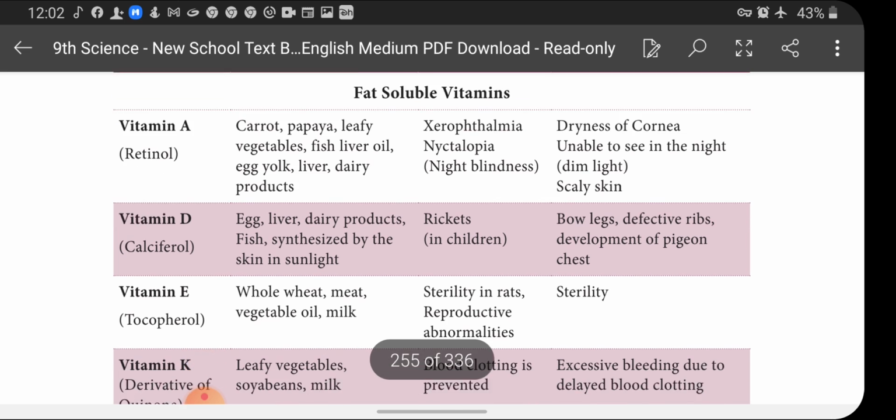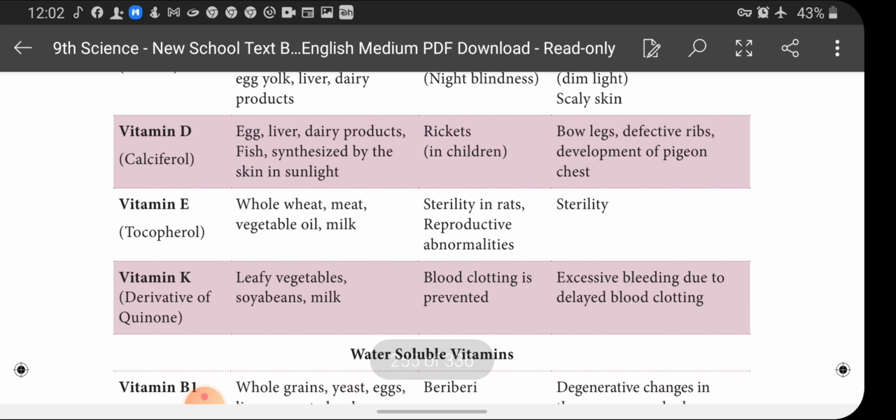scaly skin. Then vitamin D, it is commonly called calciferol. Egg, liver, dairy product, fish, and it is synthesized by the skin in sunlight. So these are the dietary sources of vitamin D. Egg, liver, dairy product and fish are the dietary sources of vitamin D. And our skin itself can synthesize vitamin D when we are exposed to sunlight.